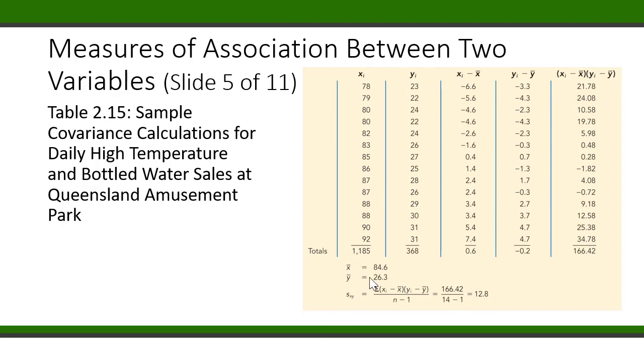So other things to keep in mind is if your covariance is near zero, then the variables are not linearly related. That's about all you can say there. If it's less than zero, then you would say that the variables are negatively related. That is, as one increases, the other decreases.